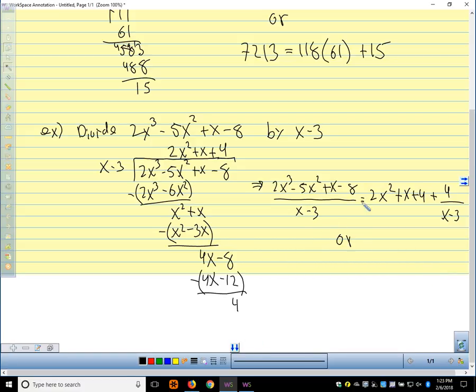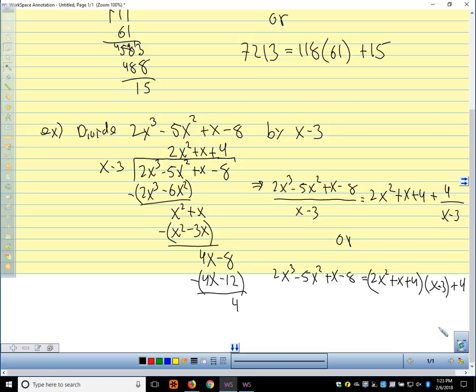Or, if I multiply both sides of this equation by x minus 3, 2x to the third minus 5x squared plus x minus 8 equals 2x squared plus x plus 4 times x minus 3 plus 4. And if we do this process, similar to what we talked about with the numbers, and our remainder happens to be 0, what have we done? We found a 0. Well, we found a 0, and haven't we factored this, if that remainder is 0?